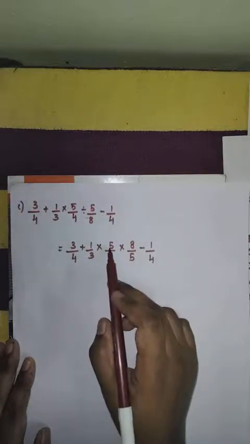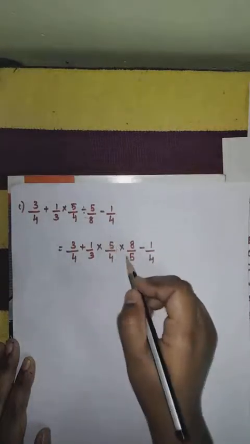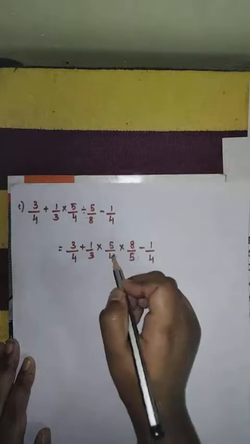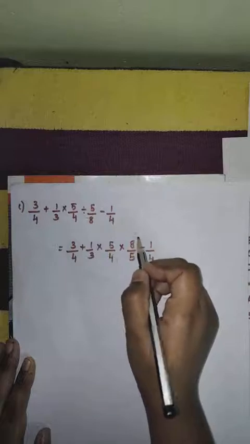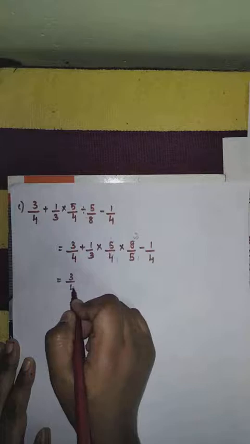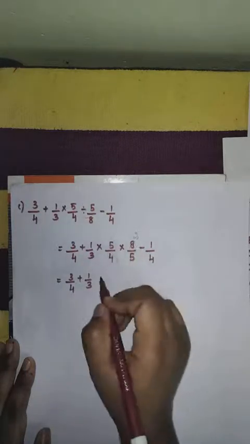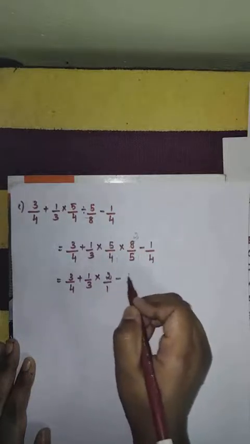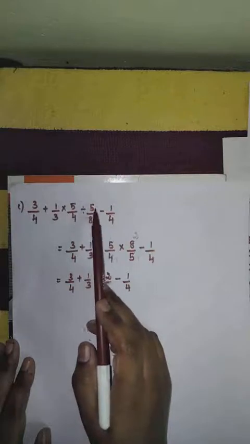Okay, 5 by 4 into 8 by 5. Now check whether any common factors are there. Yes, we can cancel 5 and 5. 1 5 is 5, 1 5 is 5. Then 1 4 is 4, 2 4s are 8. Now 3 by 4 plus 1 by 3 into 2 by 1 minus 1 by 4. Clear? Clear? Yes. First we need to divide 5 by 4 divided by 5 by 8.